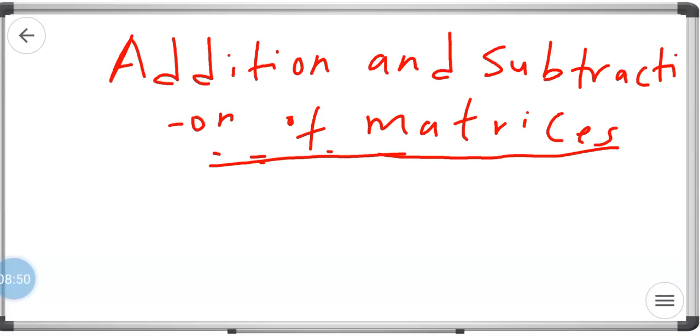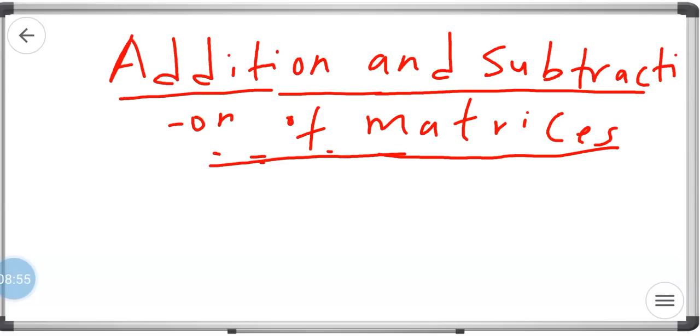So addition and subtraction of matrices. Now, what you should know here is that matrices can be added or subtracted if they are in the same form. Before you can add or subtract matrices, they must be in the same form, which means they must be in the same order. So you need to have understood order of matrices before coming to addition and subtraction of matrices, because matrices can be added together or subtracted if they are in the same order.